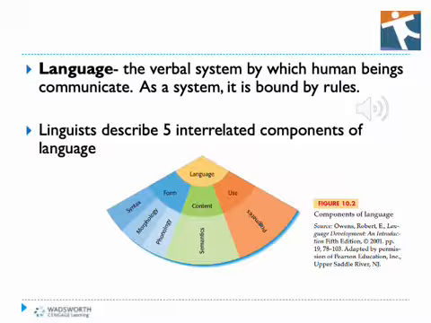Semantics has semantic rules that tell us how language users create and understand word meaning. And pragmatics is the language component that involves knowing how to use language appropriately in a social context.